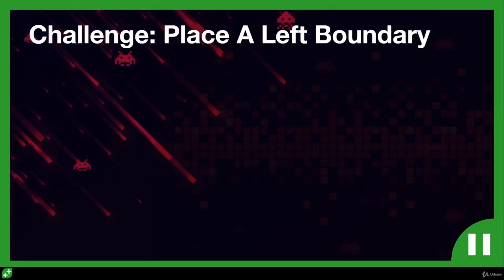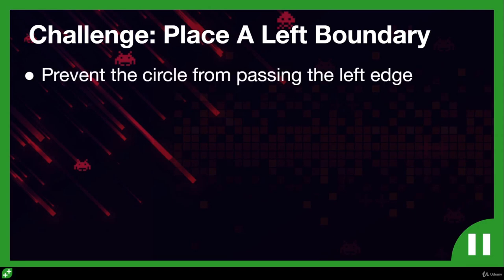So here's your challenge. We just created a right boundary for the circle. I want you to create a left boundary. Prevent the circle from passing the left edge of the window. Pause the video now and give this a try.